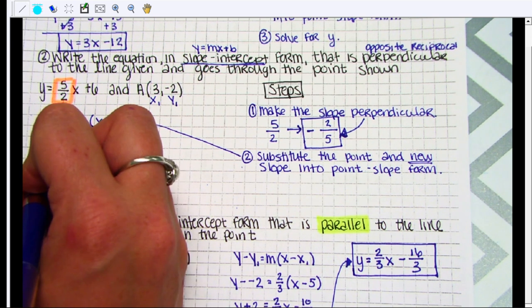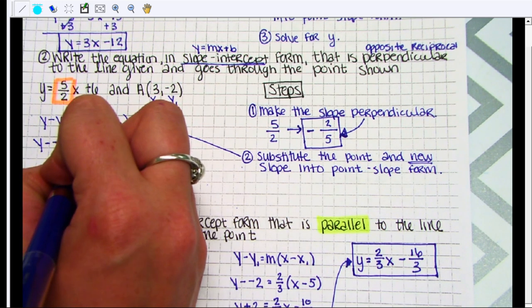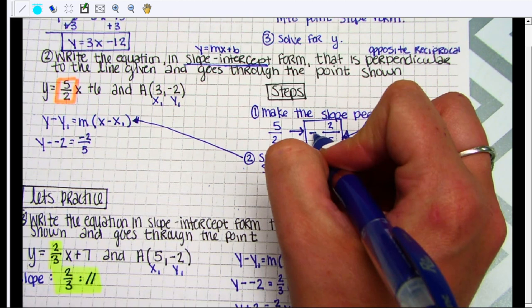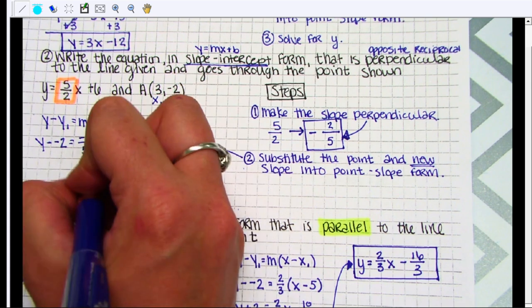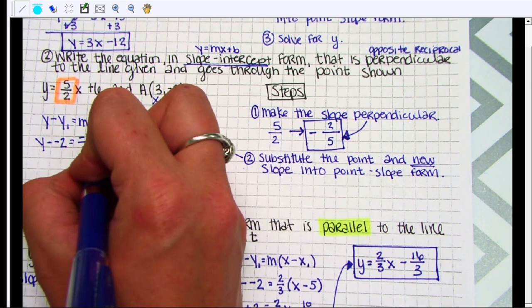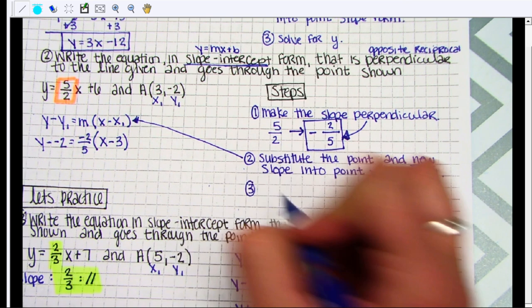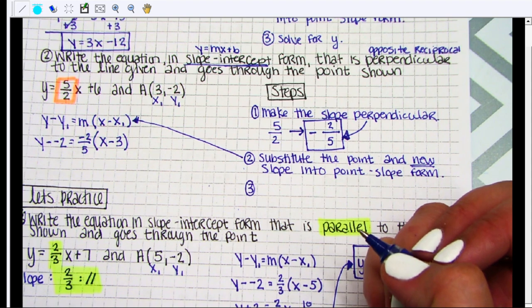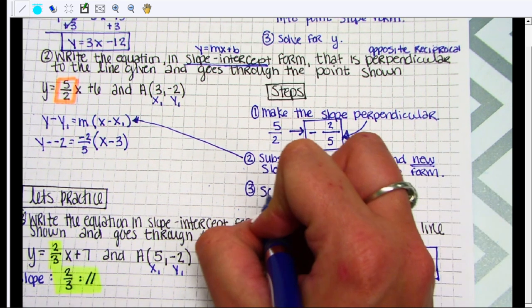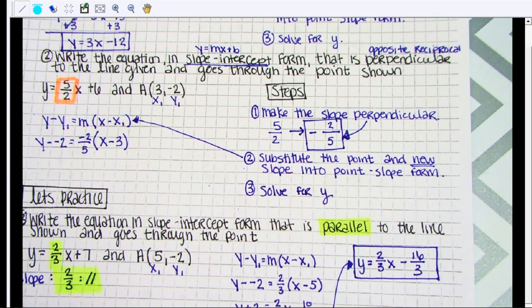Good. Y minus negative 2 equals negative 2 over 5. And it's okay to either put the negative in the top or in the bottom, but you can't put it in both. Parenthesis x minus 3. See, this part is the same. You've been doing this. We've substituted. What's our next step? We are going to distribute. Well, what's our end goal? Solve for y, because we want it to be in y equals mx plus b form.